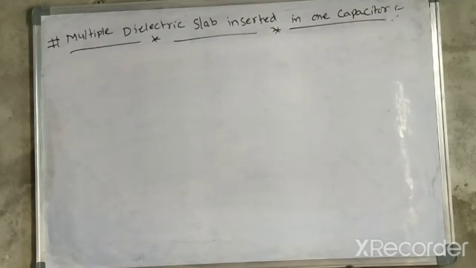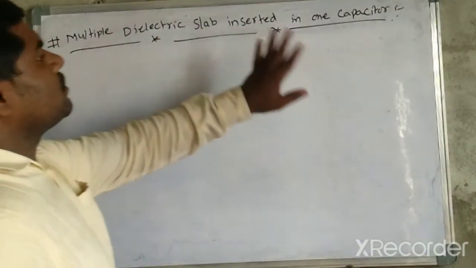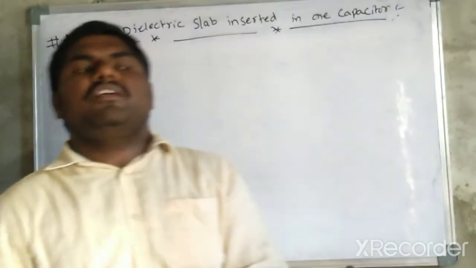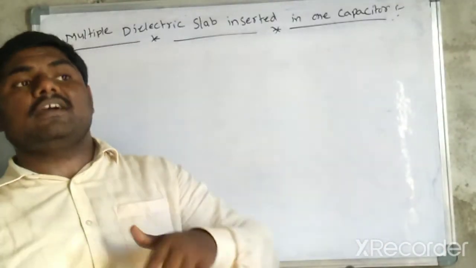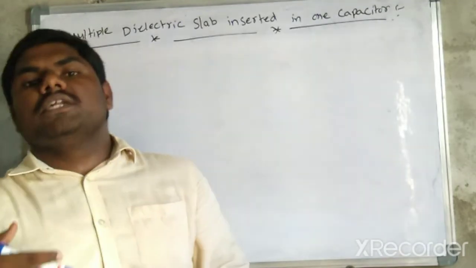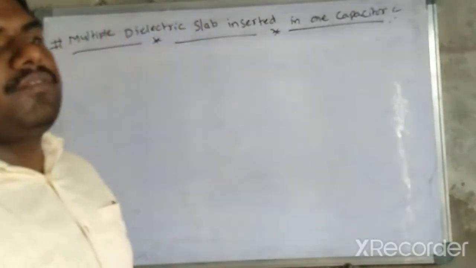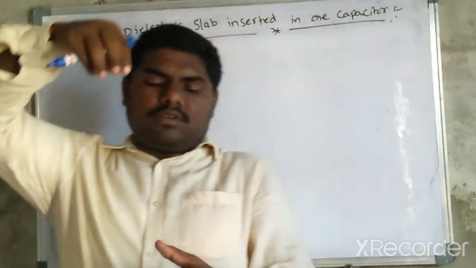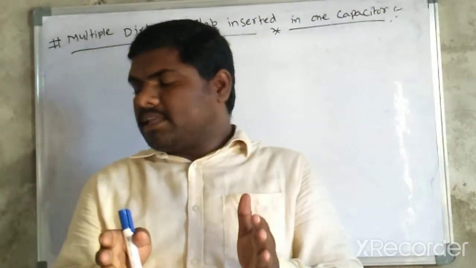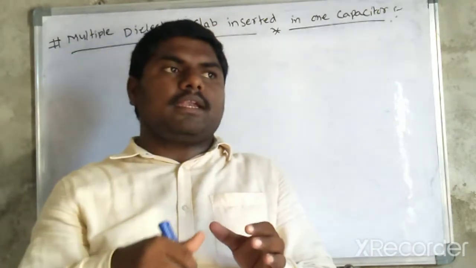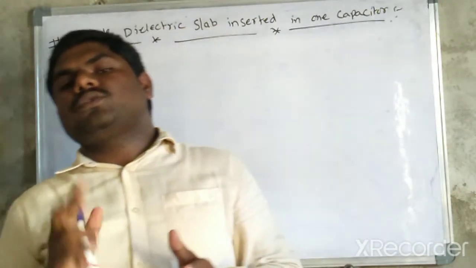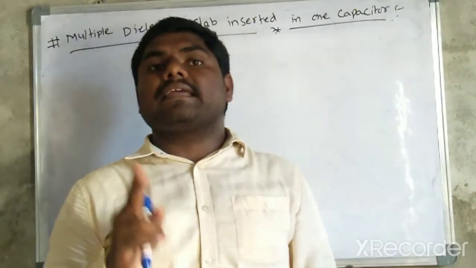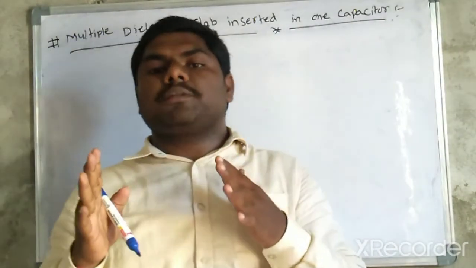Here one more important model: multiple dielectric slabs inserted in one capacitor. Previously there was only a single dielectric. Here more than two slabs are inserted in between the two plates. Here there are two possibilities. Let us consider this is a plate like this. The slabs can be parallel to the plate or perpendicular to the plate. There are two cases. First case, when slabs of dielectric are parallel to the capacitor plates.